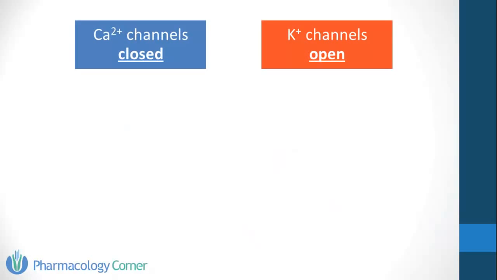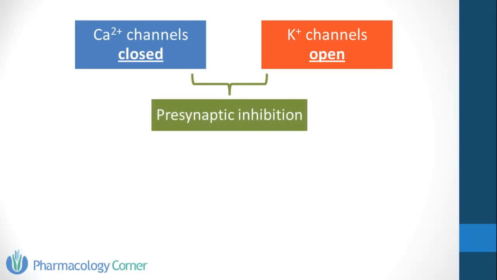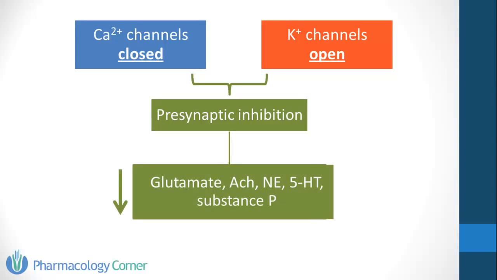A reduced influx of calcium and an increase in potassium efflux lead to membrane hyperpolarization. These electrophysiological changes produce presynaptic neuronal inhibition. This inhibition translates in a decrease of neurotransmitter release into the synaptic cleft. This includes glutamate, acetylcholine, norepinephrine, serotonin, and substance P. This is one of the mechanisms by which presynaptic opioid activation modulates neurotransmitter release.